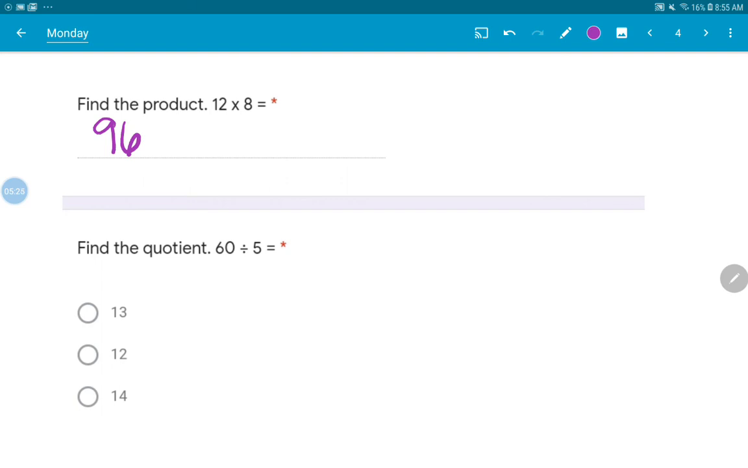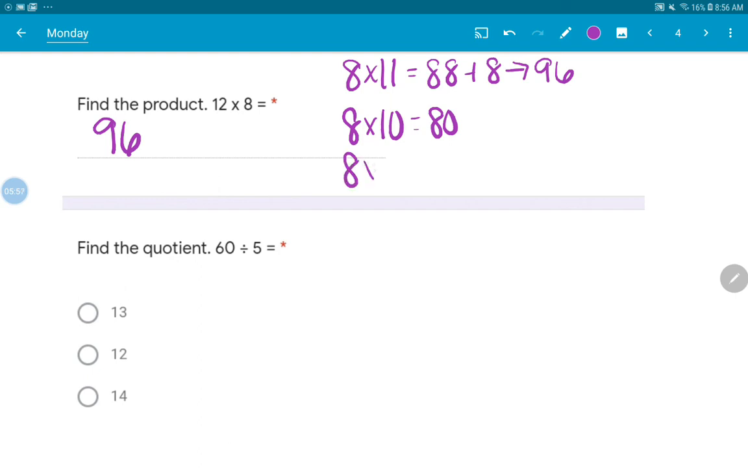Is there another strategy that might be a little more efficient than that, Ansley? I just said 8 times 12. Okay, and you just knew that fact already? Yeah, I just knew the answer. Okay. Jacob? I did 88 plus 8. Okay, good. You did 8 times 11 equals 88, and then you added 8 more to get 96. Could I think about it this way? Could I do 8 times 10 equals 80, 8 times 2 equals 16, and then put those two together to get 96? Yeah, that works too. So all kinds of strategies we can use to get to our answer.